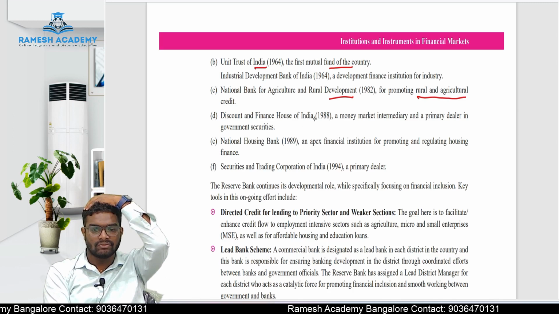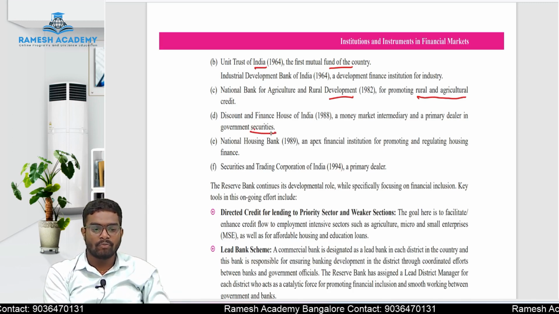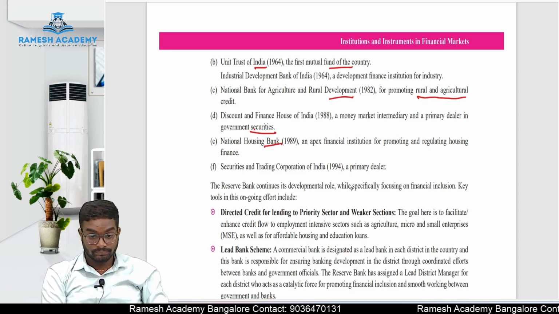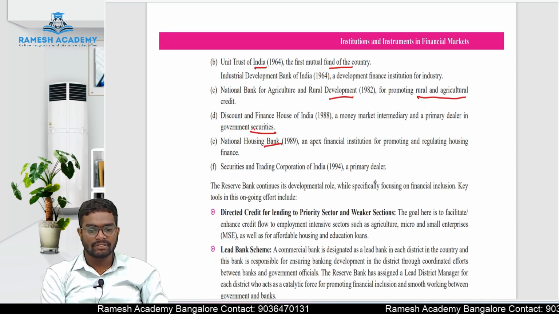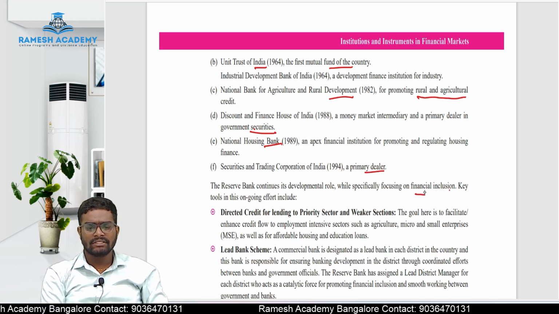Discount and Finance House of India, a money market intermediary and primary dealer in government securities. National Housing Bank, which provides loans for the housing business. And Securities and Trading Corporation of India, a primary dealer. So RBI continues its developmental role, which specifically focuses on financial inclusion.